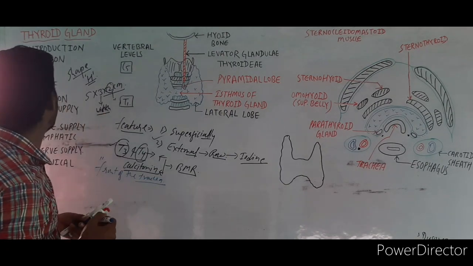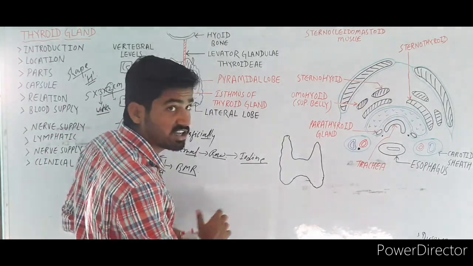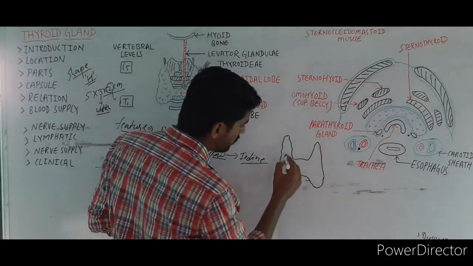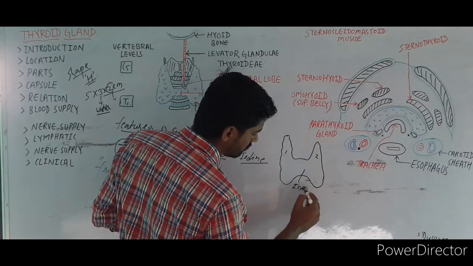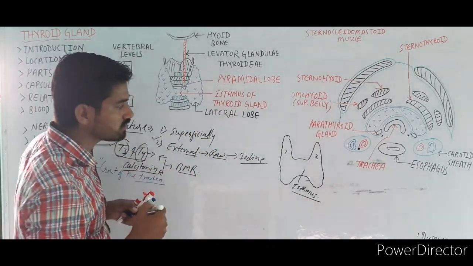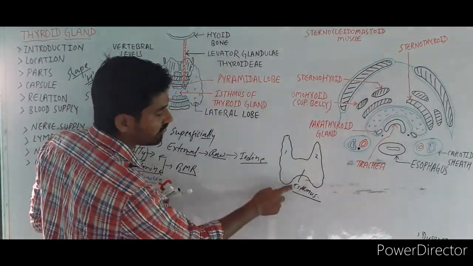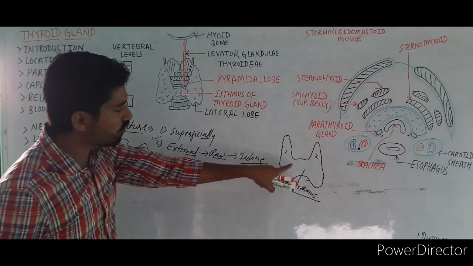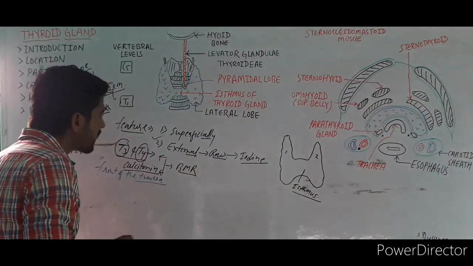This is the location. After that, the thyroid gland has two lobes. See here, first and second. This is a lobe and this is a lobe, and this is called the isthmus. So in the parts, we have to see that the thyroid gland has two lobes and one isthmus, right? Now we have to see them one by one, the lobes and the isthmus.